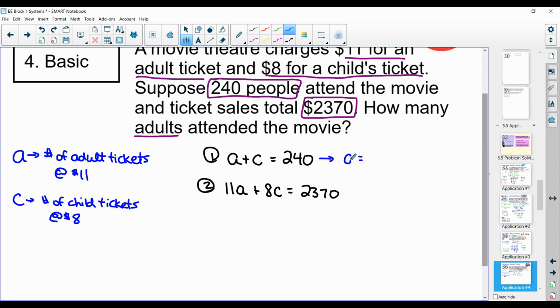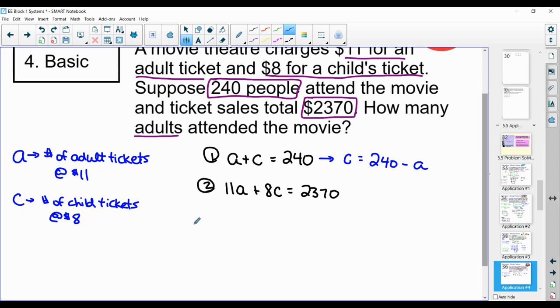And the reason I'm rearranging for C is because in the end, I'm being asked for just the adult tickets. So I wouldn't have to necessarily do the entire question. So I'm going to rewrite this in terms of C so that my final solution ends up in terms of A. So C equals 240 minus A. So what I'm doing is creating a process so that my final answer will be A equals.